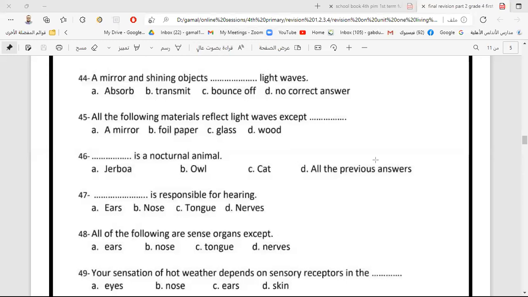A mirror and a shining object. No, correct: light waves absorb, transmit, or bounce off. Bounce off means the same as reflect. No correct answer yet. A mirror and a shading object, light waves. Bounce off has the same meaning as reflect. So the mirror, does it absorb or transmit or reflect?